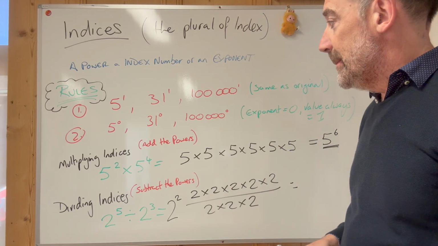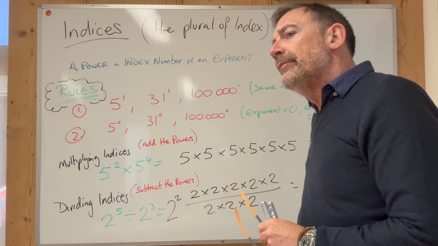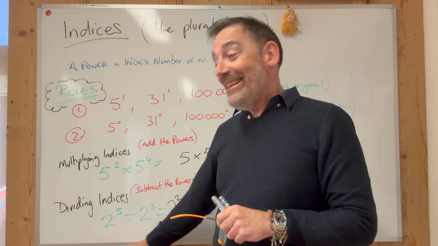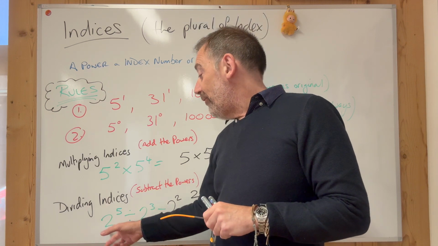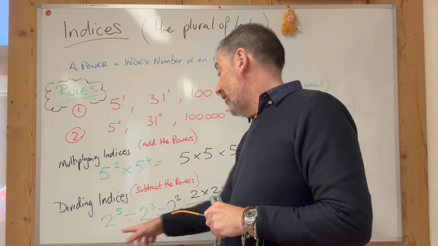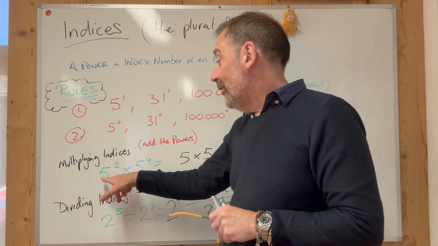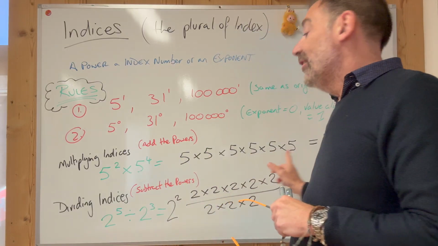But you can only do that if both are the same numbers. That is what we're going to look at in the next lesson. Basically, we've got 5 lots of 2s and we've got 3 lots of 2s, and we're taking the 2s away, we end up with 2 lots of 2s here. When we multiply, we add them, so we end up with 6 lots of 2s.